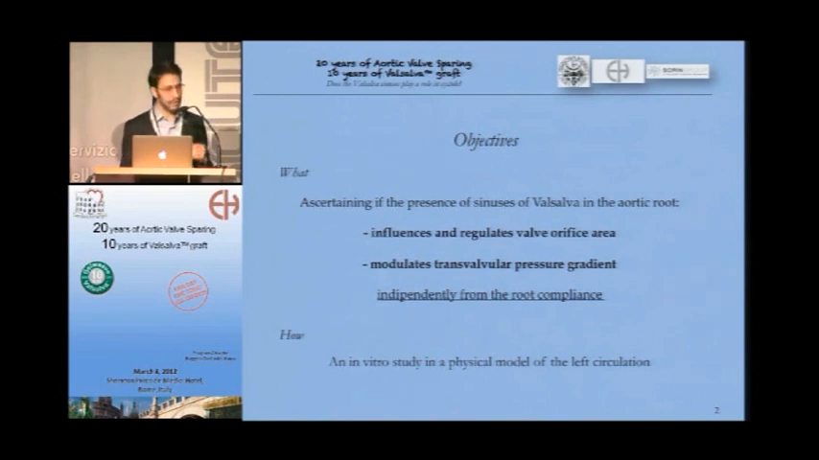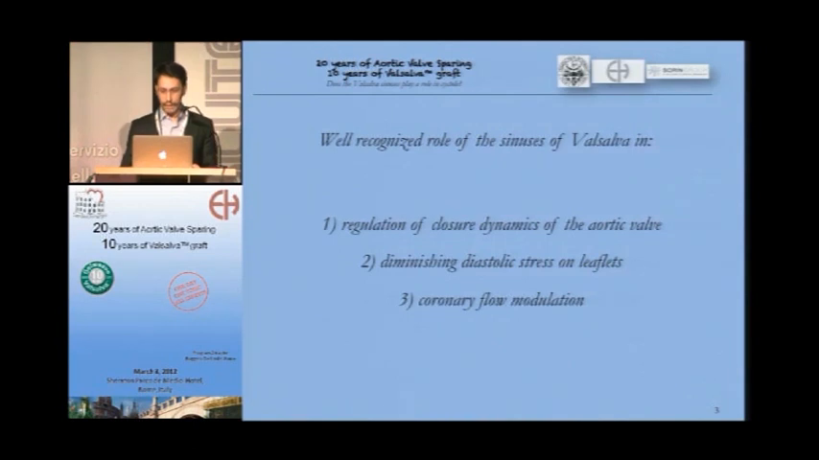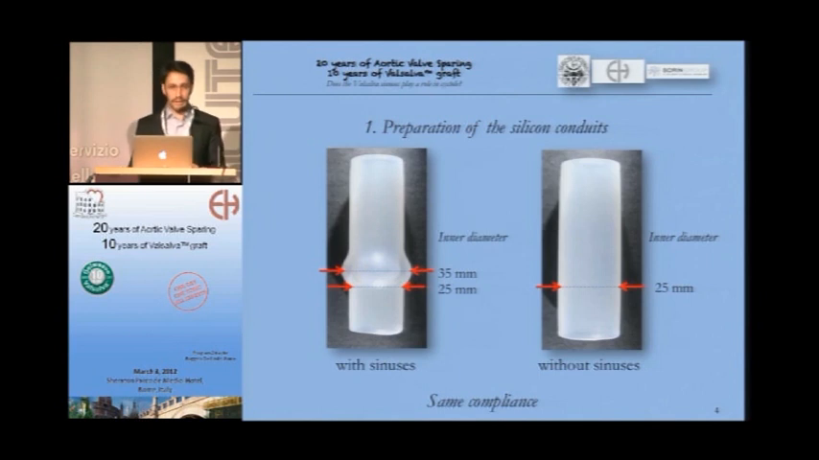The way in which we test this hypothesis is in an in vitro study in a physical model of the left circulation. Some background: the well-recognized role of the sinuses of Valsalva is in regulation of closure dynamics of the aortic valve, in diminishing the diastolic stress on leaflets, and in modulation of the coronary flow. But let's start with the core of the experiment.